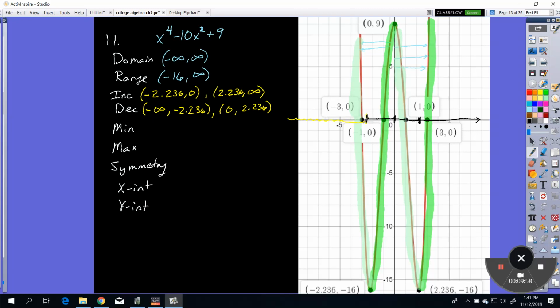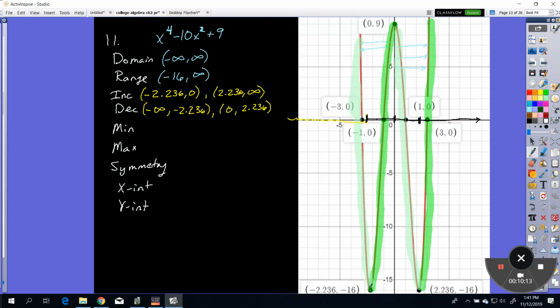So from this x out to here, my graph is going down. From this x to this x, my graph is going up. Between this x and this x, my graph's going down. Between this x and these x's out here, my graph's going up. So that's what that's asking for.